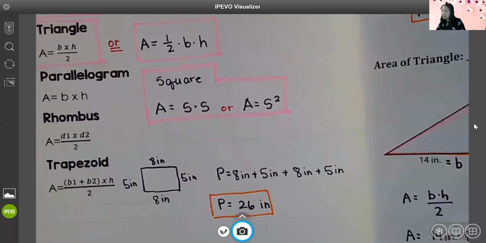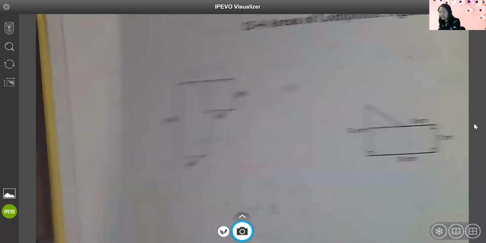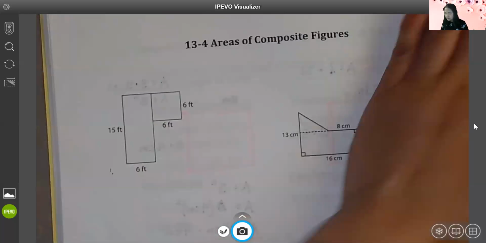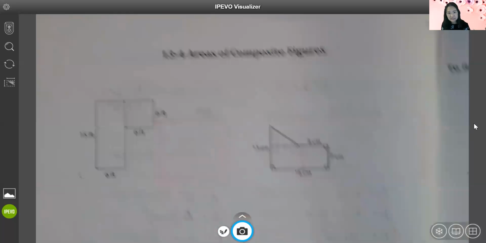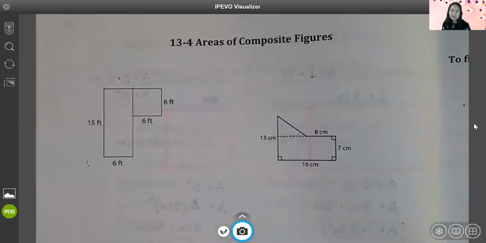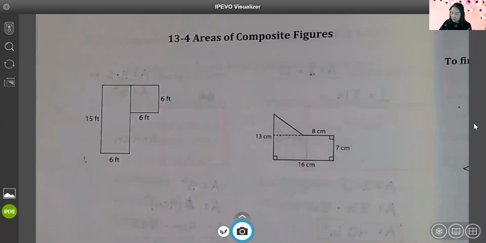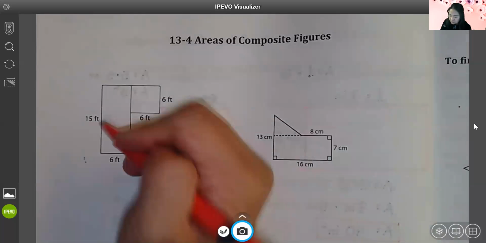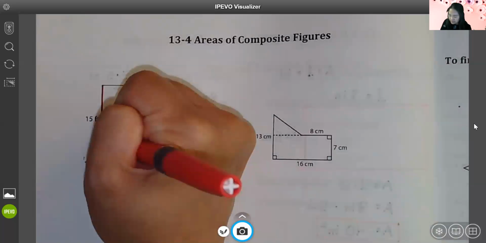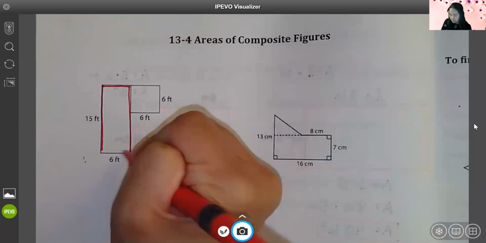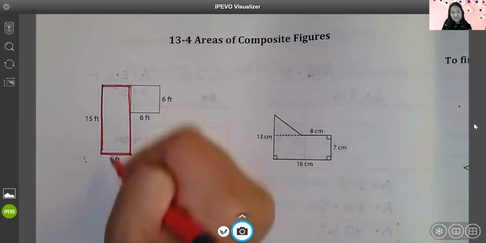All right, now we're gonna go to page 29. You're gonna have a few problems that look like this. Finding the area of a composite figure, okay? So then what you need to do is you need to break them apart. So for example, I have a rectangle here, which is 15 by 6.